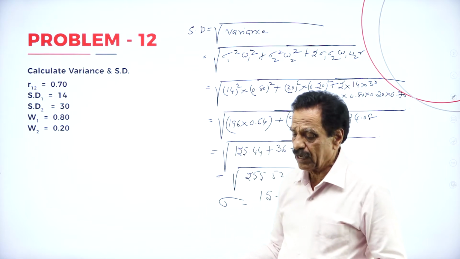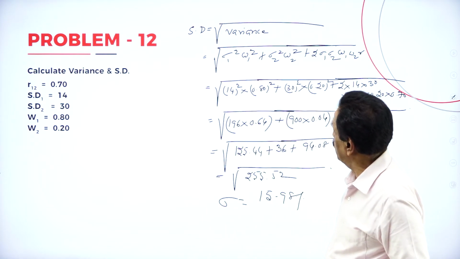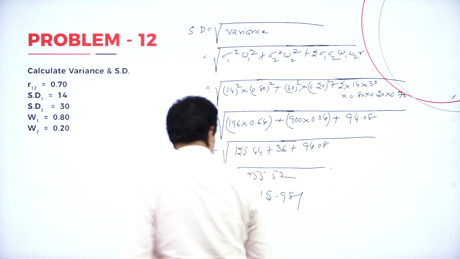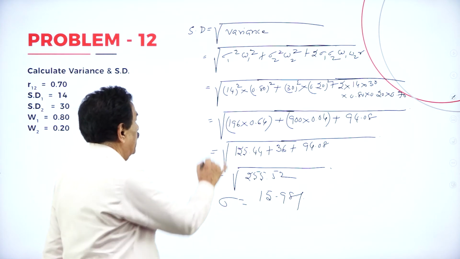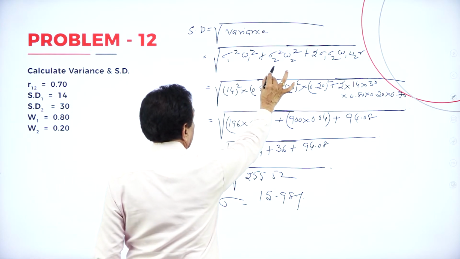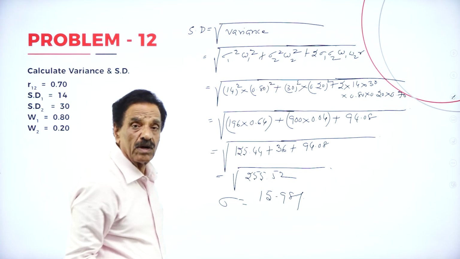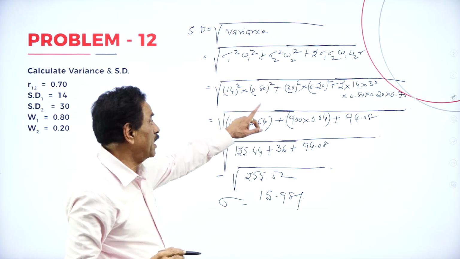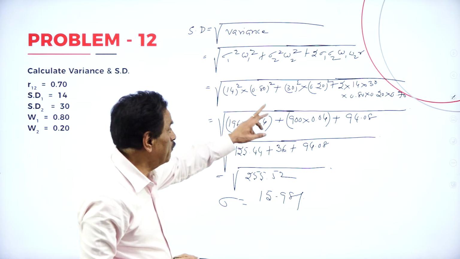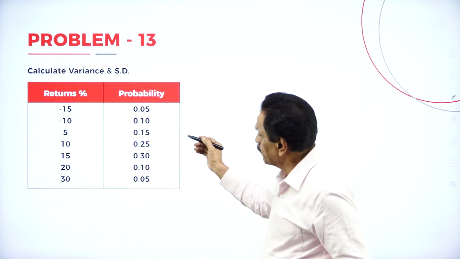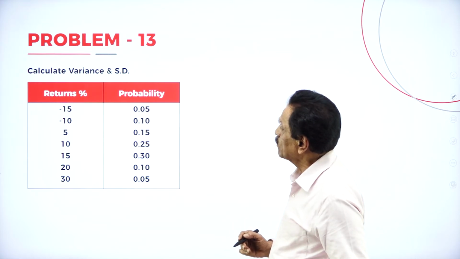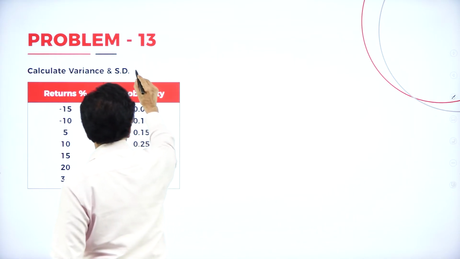So this is another way of giving the 10 marks question on variance. So this formula you have to learn: standard deviation 1 square W1 square, standard deviation 2 square W2 square, 2 into standard deviation 1, standard deviation 2, W1, W2 into R. So returns they have given, probabilities are given. This is for 10 marks.